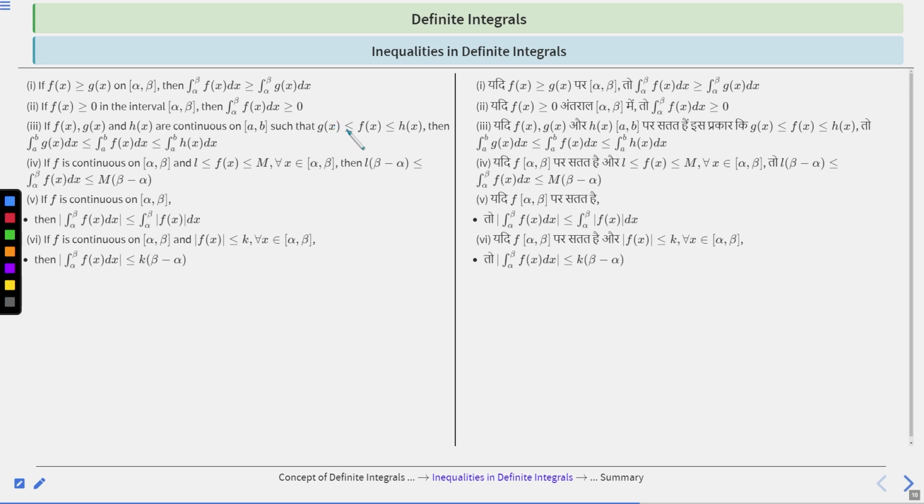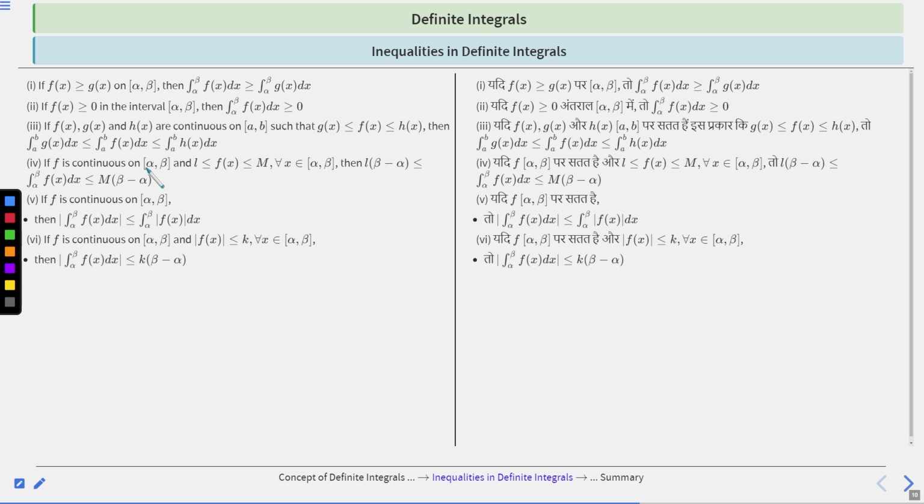Next is inequalities in definite integrals. If f(x) is greater than or equal to g(x) on alpha to beta, then the integration of alpha to beta f(x) dx is greater than or equal to the integration of alpha to beta g(x) dx. Next, if f(x) is greater than or equal to 0 in the interval alpha to beta, then the integration of alpha to beta f(x) dx is greater than or equal to 0. Next, if f(x), g(x) and h(x) are continuous on alpha to beta such that g(x) is less than or equal to f(x) less than or equal to h(x), then the integration of a to b g(x) dx is less than or equal to the integration of a to b f(x) dx, which is less than or equal to the integration of a to b h(x) dx.